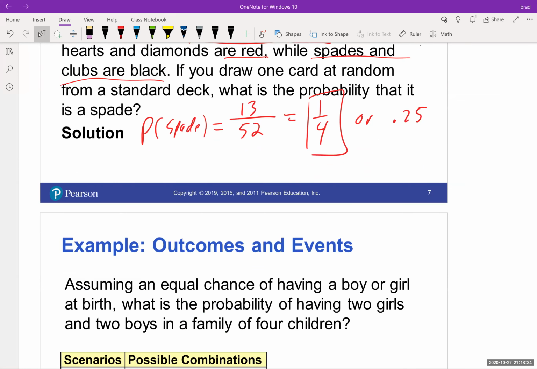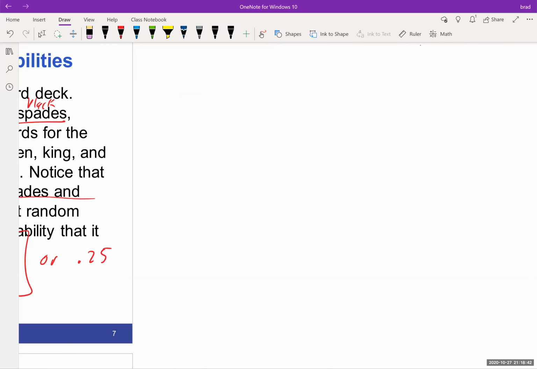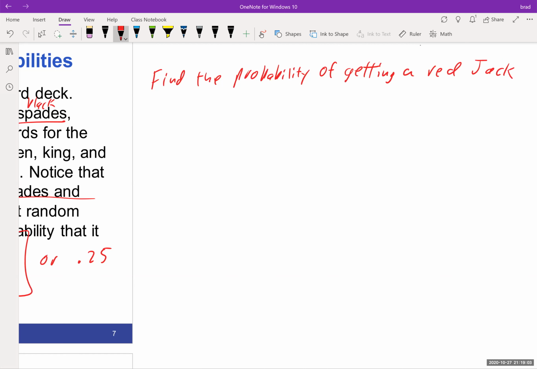And again, we're not going to get too crazy into statistics. That's just one thing. Now, they could get fancier. So we could come over here and say, find the probability of getting a red jack. Okay, so probability of a red jack. Now we have to think, how many red jacks are there?